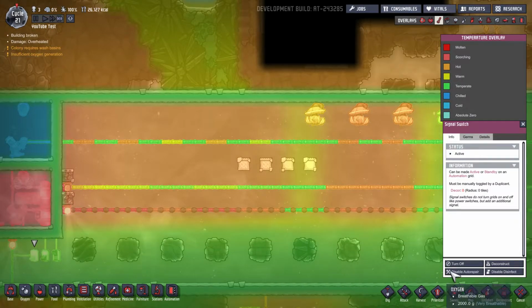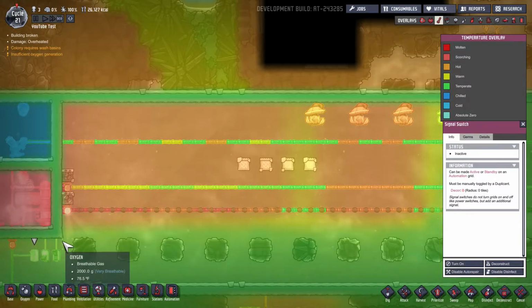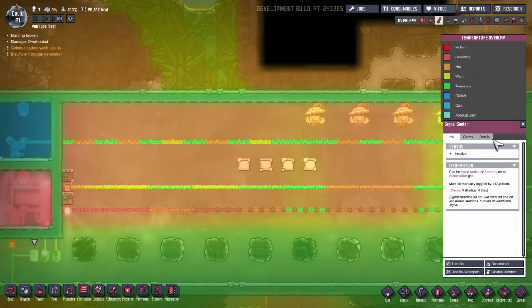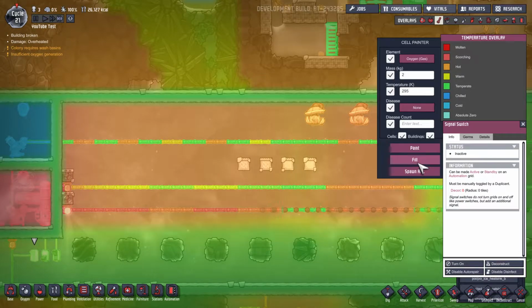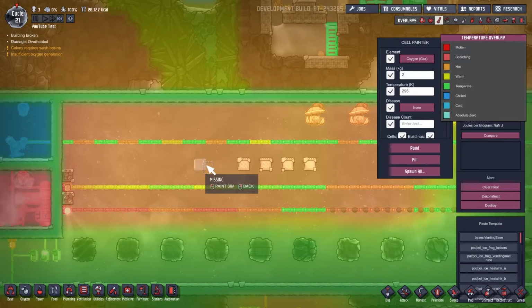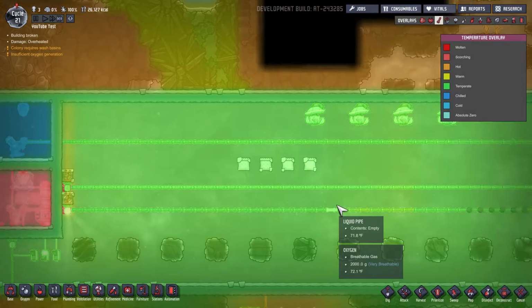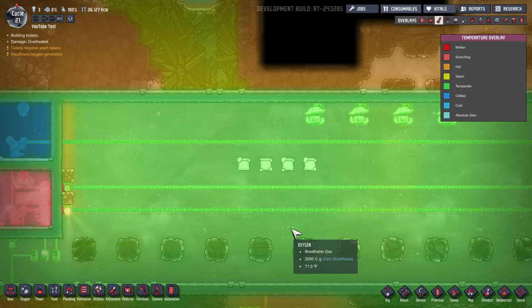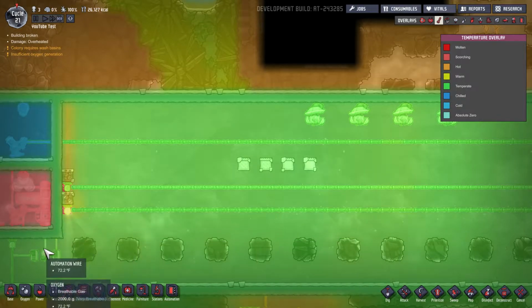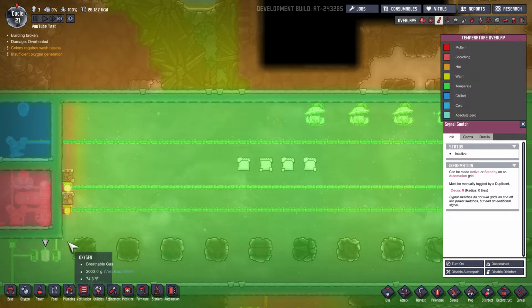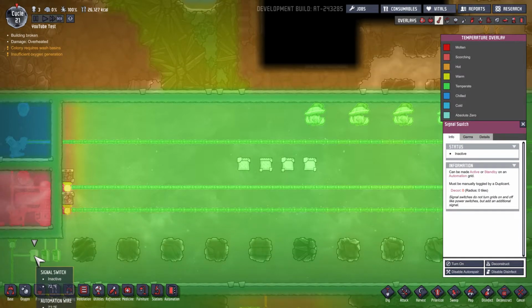So let's go ahead and reset our experiment. Turn our pump back off. Now we have our experiment reset, we can go ahead and use the insulated pipes. So now we're going to turn our pump back on.